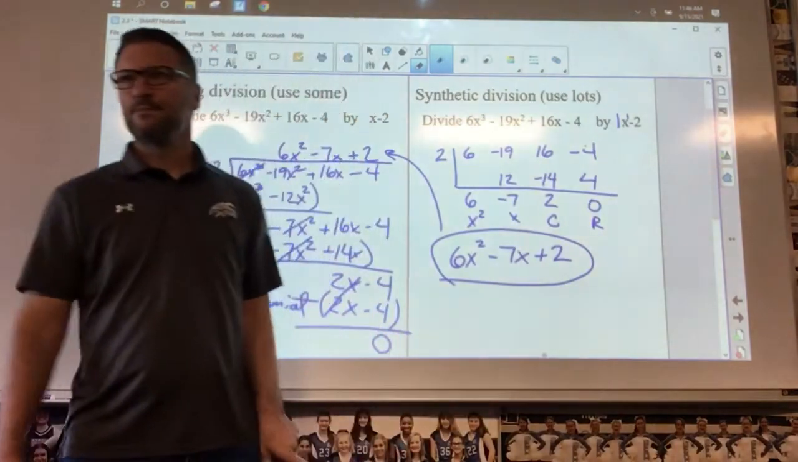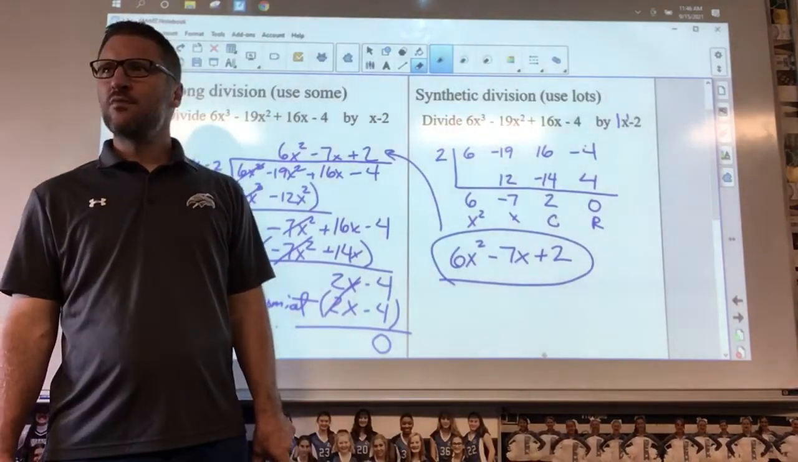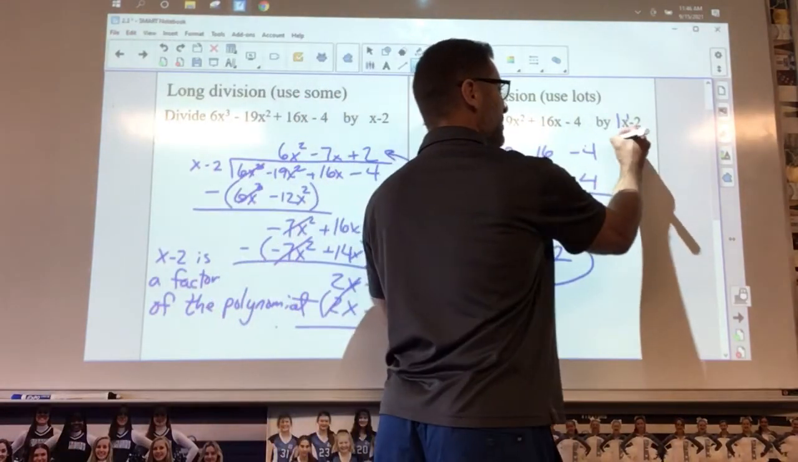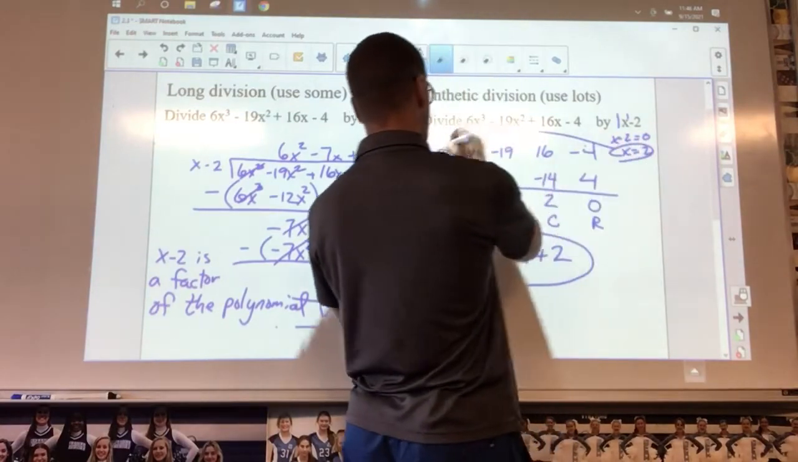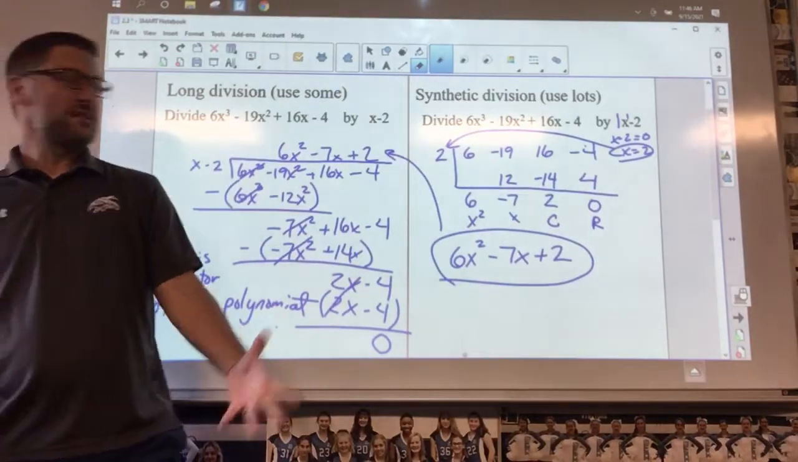Why do we use positive 2 instead of negative? You set x minus 2 equals 0. If x minus 2 equals 0, that means x is 2, and the 2 is what goes out in front. Again, it's called synthetic division.